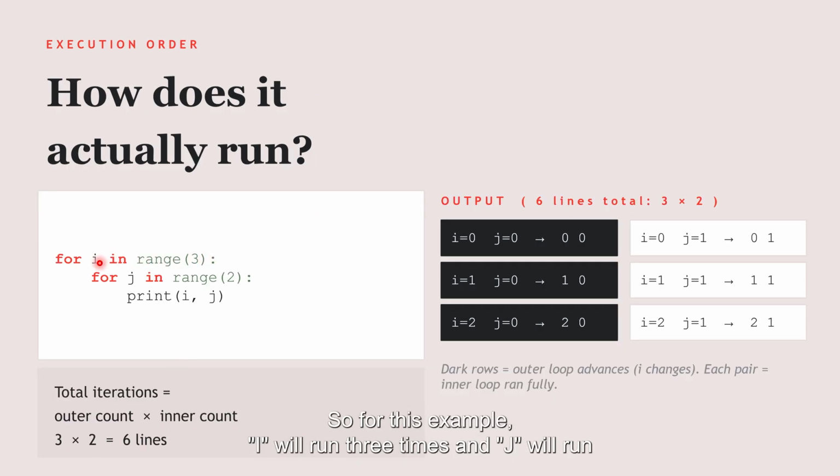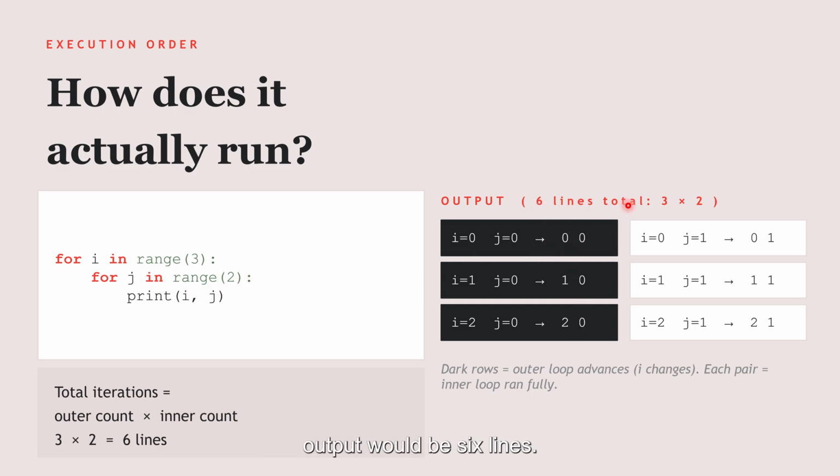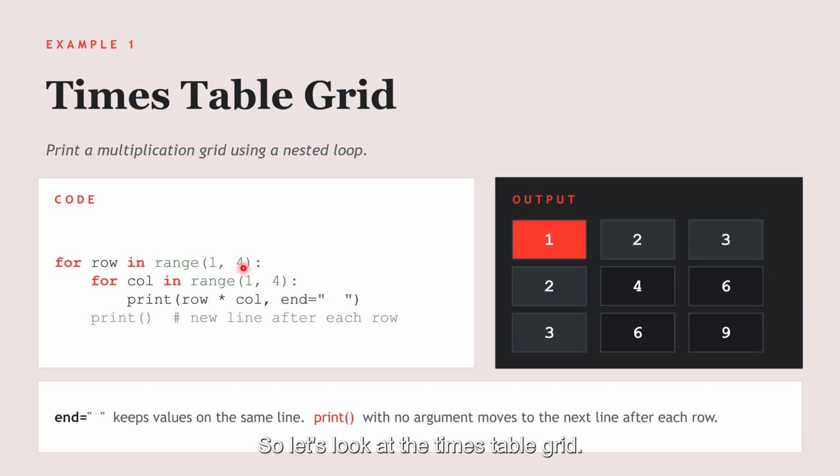So how does it actually run? For the beginning part, i will run 3 times and j will run 2 times. As you can see, 3 times and 2 times, and the total lines output should be 6 lines: 1, 2, 3, 4, 5, 6. So let's look at the times table grid.